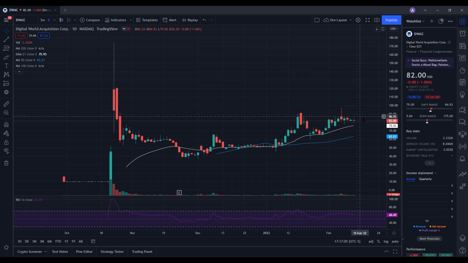So it will be interesting going into Monday and for the rest of the week. But let's see if it could hold up $80. And if it can't hold up the $80 area of support, then look for that test going to the 21-day EMA.